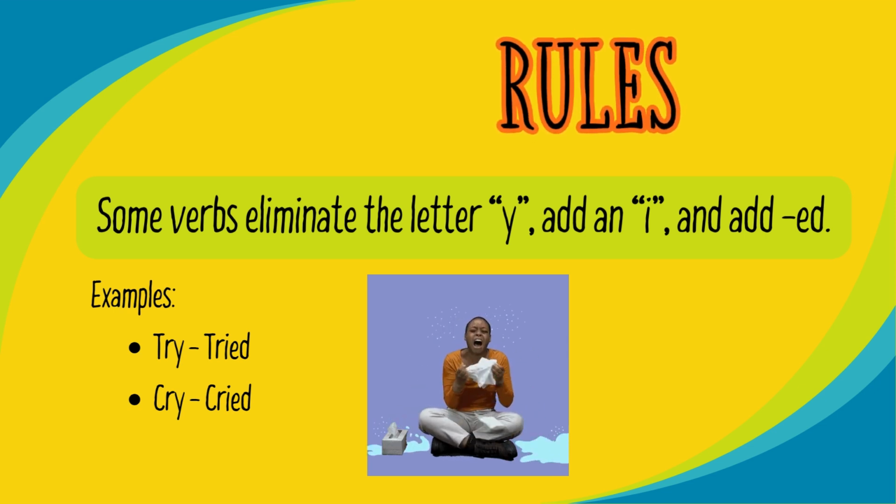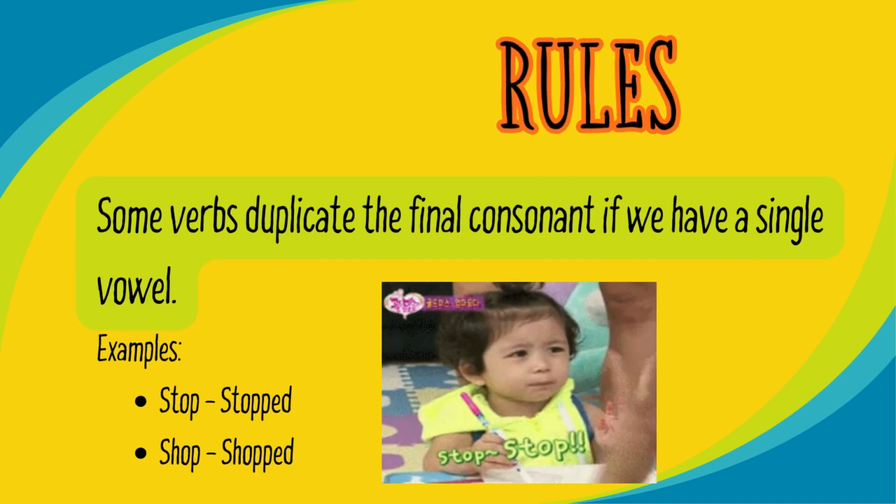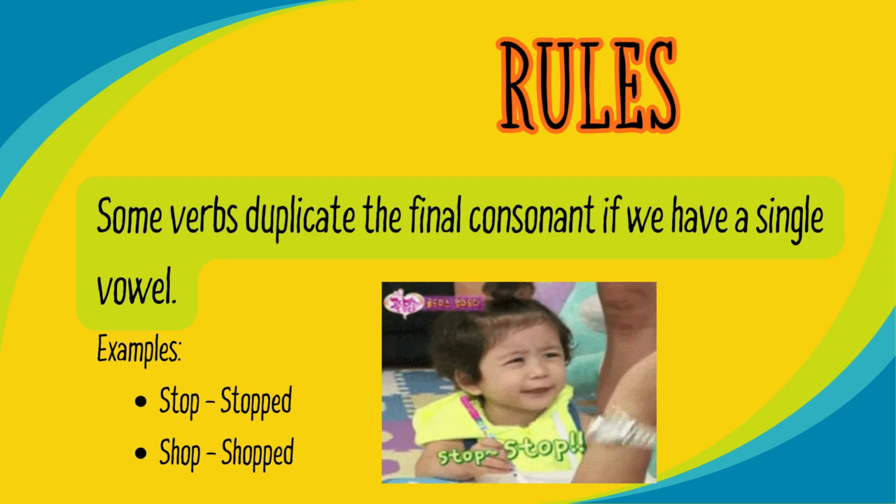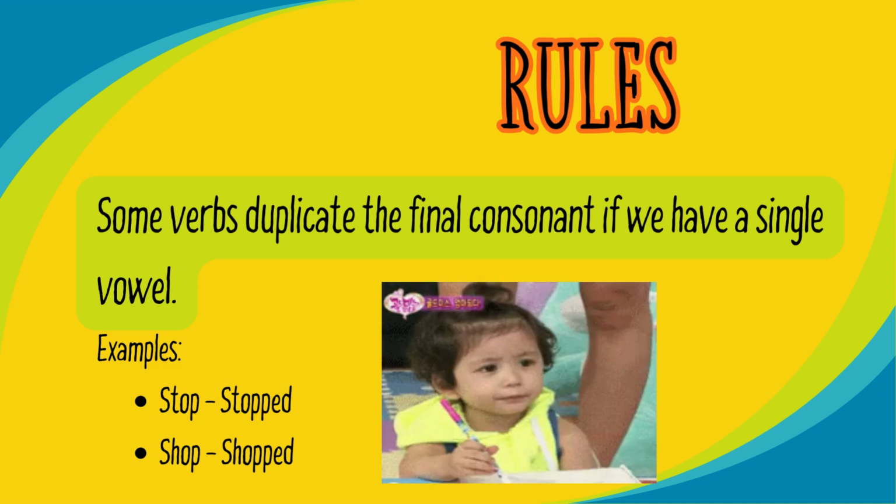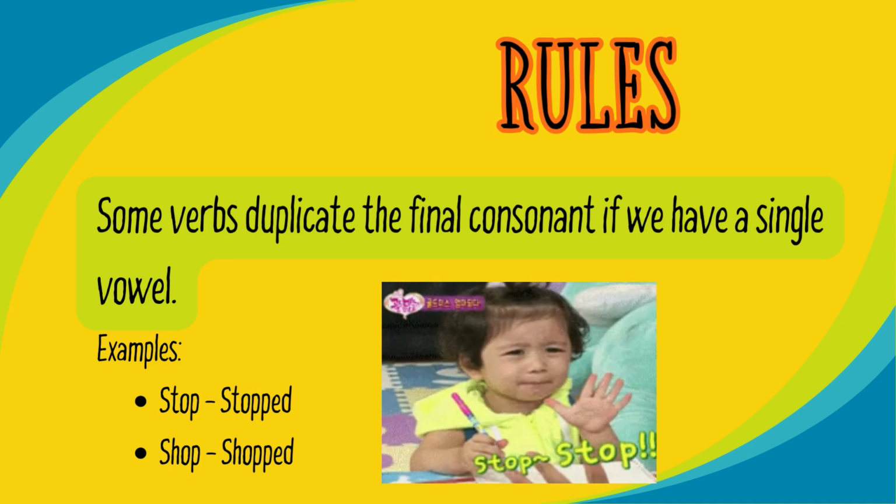For other verbs, you have to eliminate the letter y, add an i, and add the ending ed. For example, try, tried, cry, cried. For some verbs, we have to duplicate the final consonant if we have a single vowel, like in stop, stopped, shop, shopped.